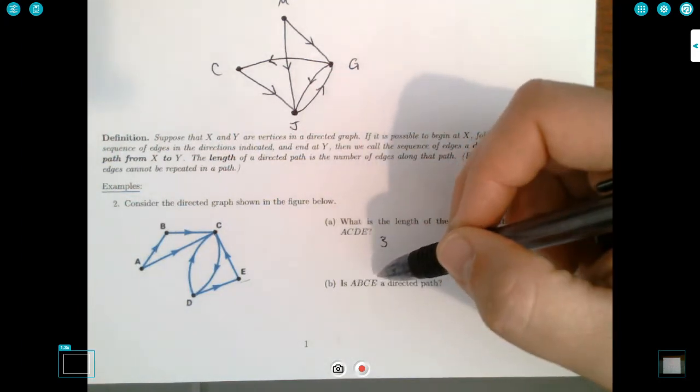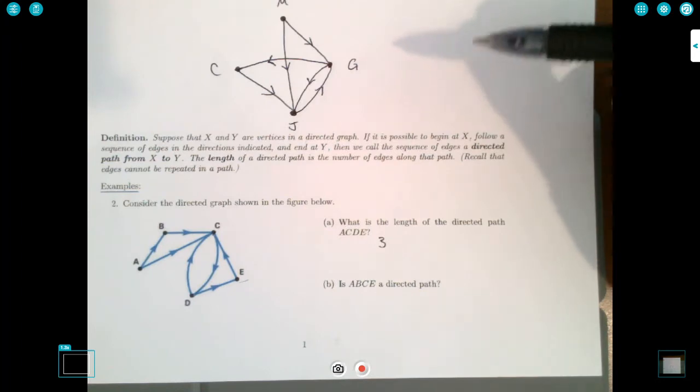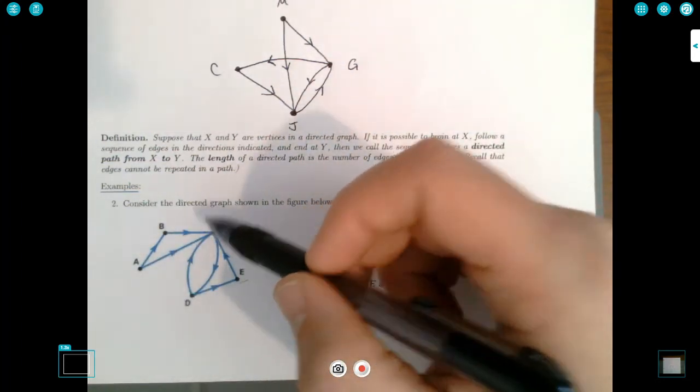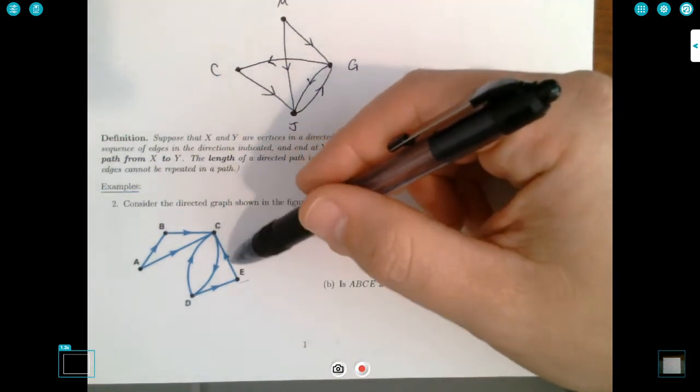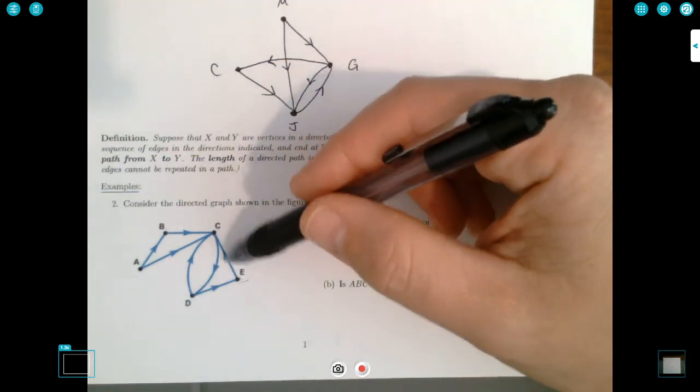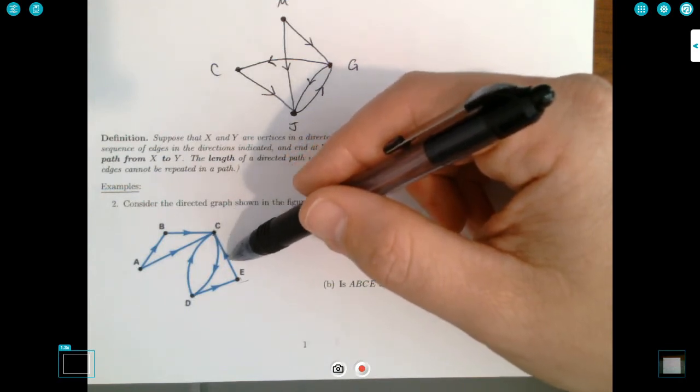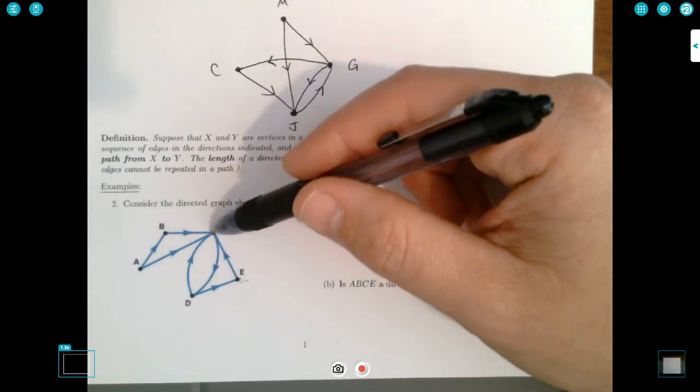Is ABCE a directed path? Well, let's see. We can get from A to B. We can get from B to C. We can't get from C to E, right? Because that would require us to travel in the opposite direction that we're supposed to travel along this edge.